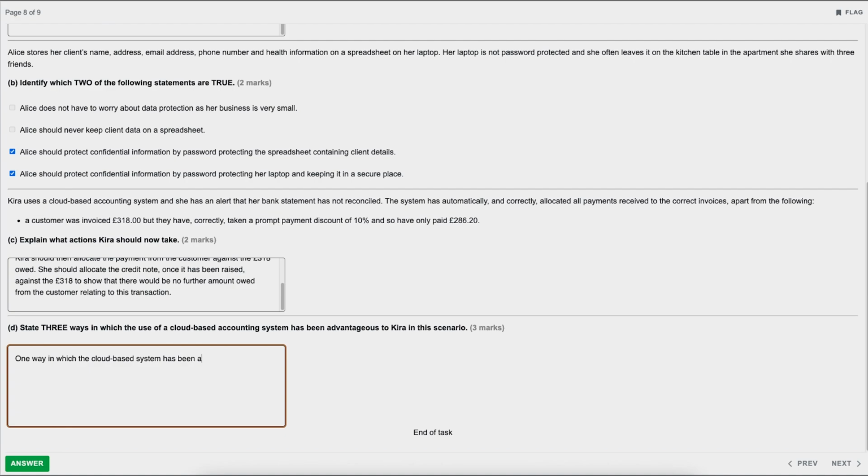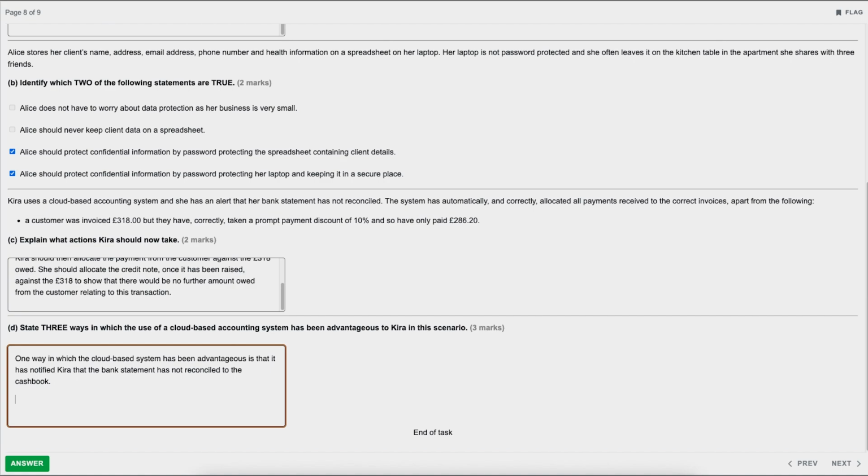has been advantageous is that it has notified Kira that the bank statement has not reconciled to the cash book. That's point number 1. So it's alerted her of this without her having to actually do anything, which is great because then she can investigate it. So that's point number 1. So let's keep reading the statement and see what's next.